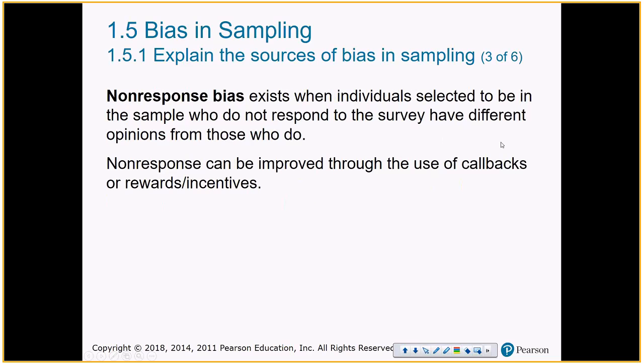Non-response bias. And I told you what this is. Callbacks, especially with a callback, or you're put in a position to where you can't voice your opinion. That's called a response bias.